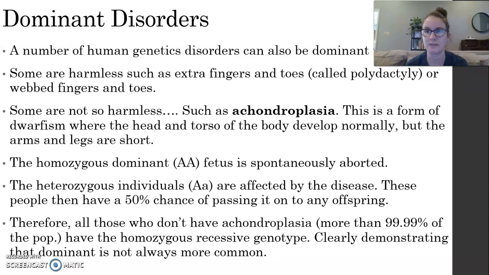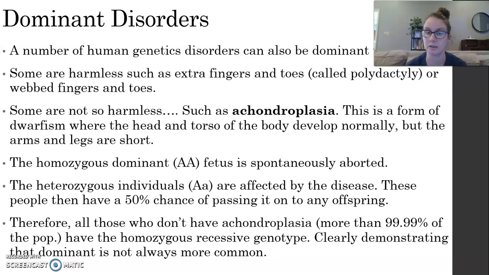Some are harmless, like if you have extra fingers or extra toes, that's called polydactyly. Or if you have webbed fingers and toes, those are things that are caused by dominant traits. However, they're harmless. There's no problem having an extra finger or an extra toe. A lot of times, basically, you'll have a surgery when you're an infant. They'll remove the extra finger or the extra toe. No problem. And even if they don't remove it, still usually not a problem.